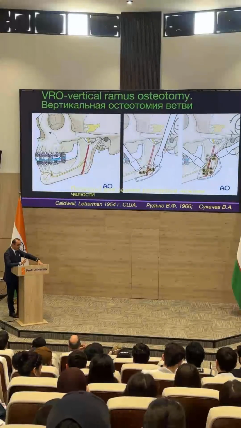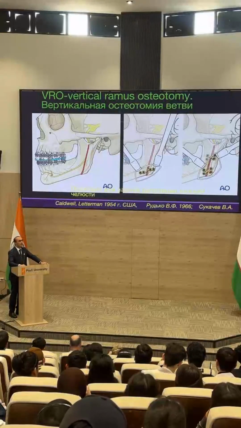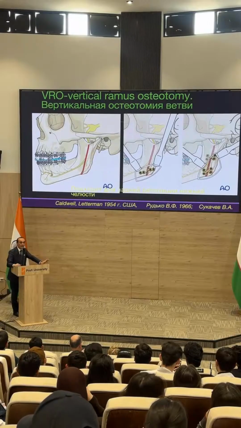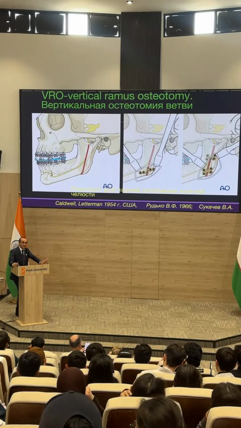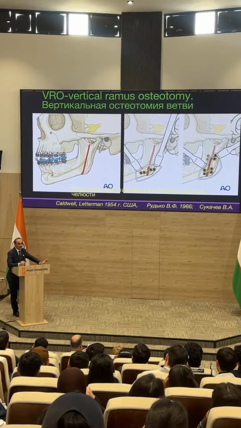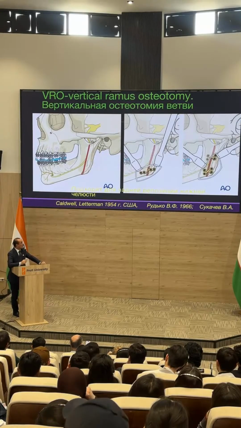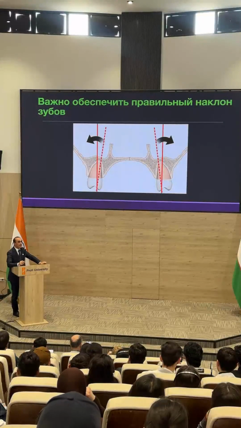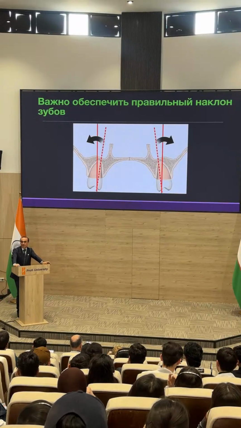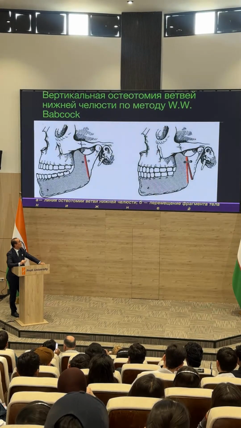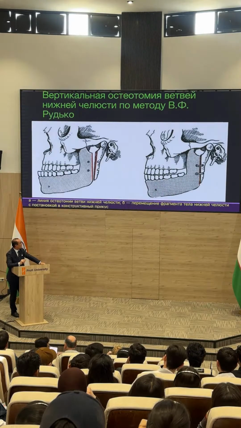There are a lot of surgical methods of correction of jaw deformity. You can see the method of vertical osteotomy, and from 100 years ago some methods were taken, and they are still improving. The main task or orientation in this surgery is the right position of the dental arch. Also, the method of correction with the vertical osteotomy.